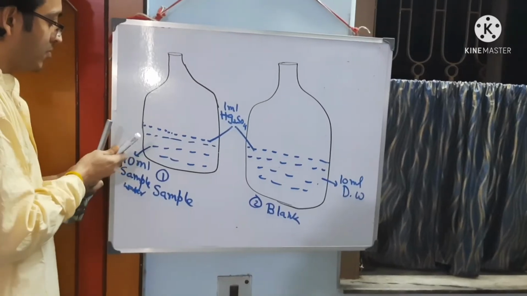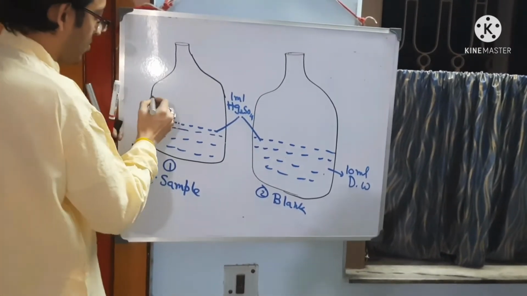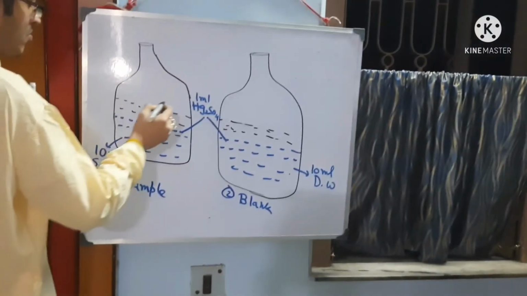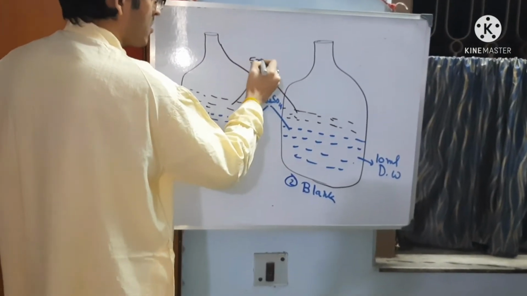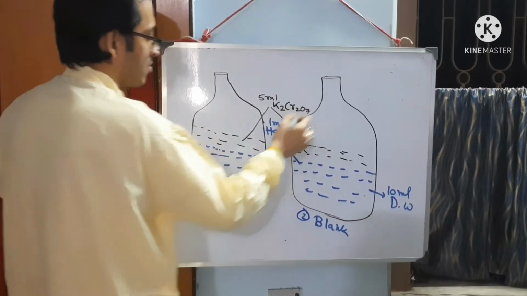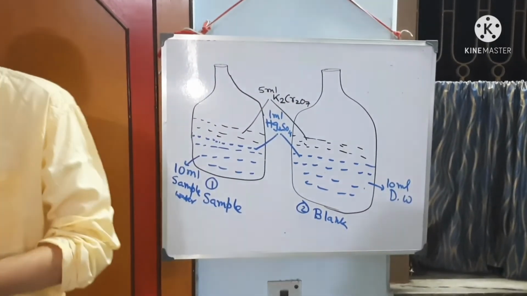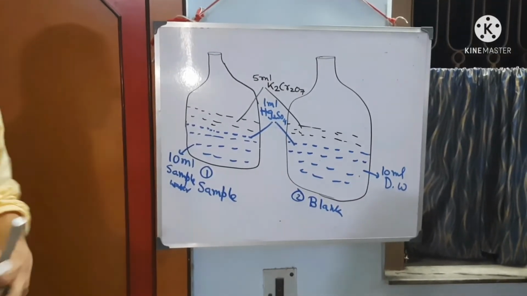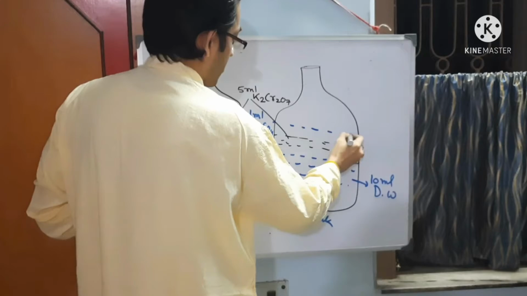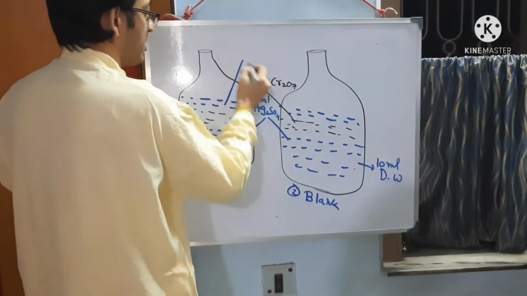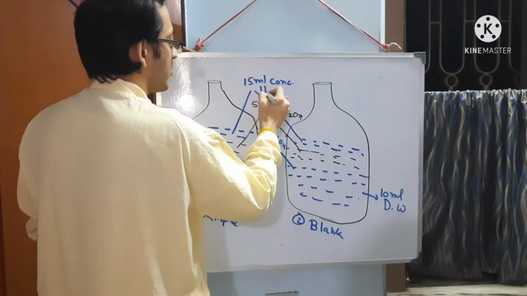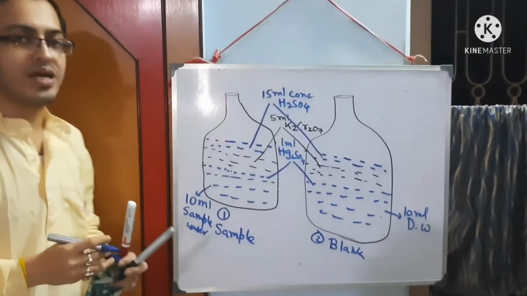Then take 5 ml of potassium dichromate. Next take 15 ml of concentrated sulfuric acid.